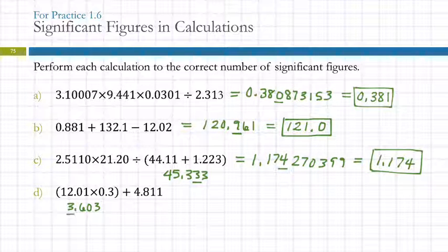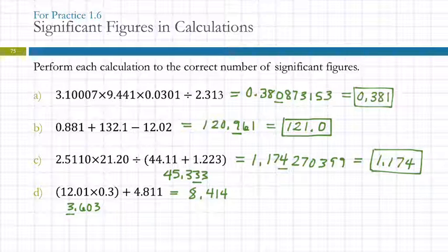So I'm going to underline the first digit. That's the uncertain digit. I'm going to keep the rest of it for the calculation, but I'm going to know that it has one significant figure and it's in the ones place. So then I'm going to take that, which is still sitting in my calculator, and I'm going to add 4.811. And I'm going to write down what the calculator says, 8.414.